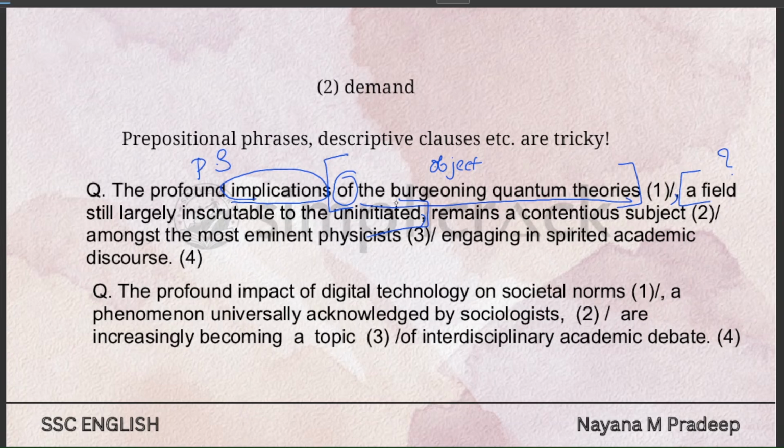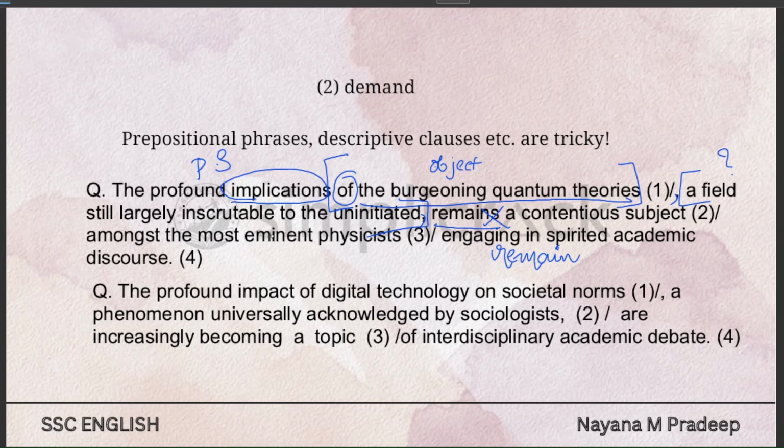Now you come to the verb. Remains is the verb here. Now here we have used a singular verb. So this is wrong. Instead of that, you have to use the plural form, which is remain. Okay, is that clear? So once you eliminate a phrase that comes between two commas, or when you eliminate the prepositional phrase, descriptive clauses, modifiers, etc., you are just left with what is necessary, which will always include just a single subject.